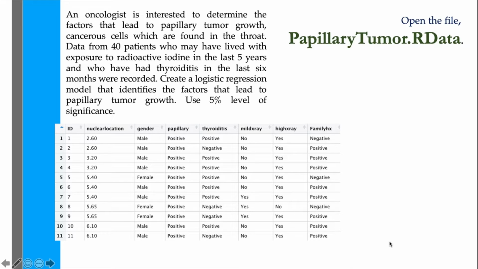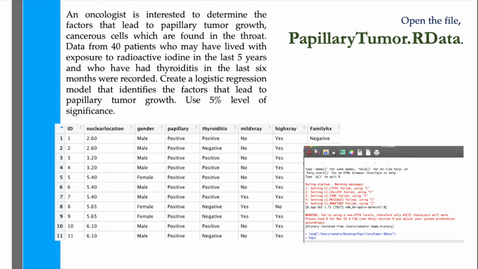Let's have another example, which is PapillaryTumor.RData, wherein this is about an oncologist who is interested to determine the factors that lead to papillary tumor growth, which are cancerous cells which are found in the throat. Data from 40 patients who may have lived with exposure to radioactive iodine in the last 5 years and those who have had thyroiditis in the last 6 months were recorded. We're going to create a logistic regression model that identifies the factors that lead to papillary tumor growth using 5% level of significance.